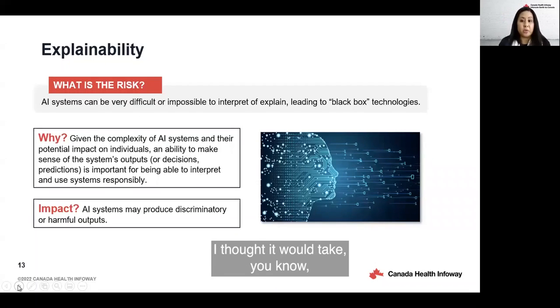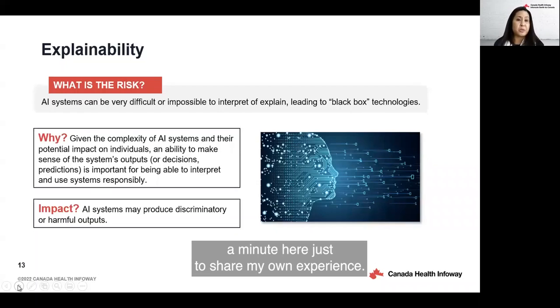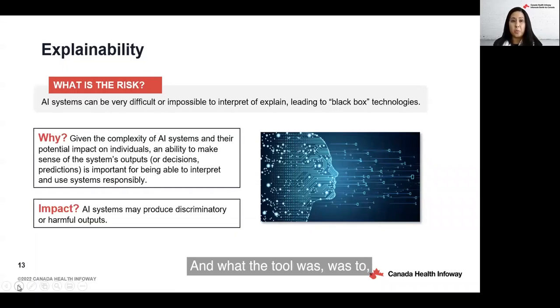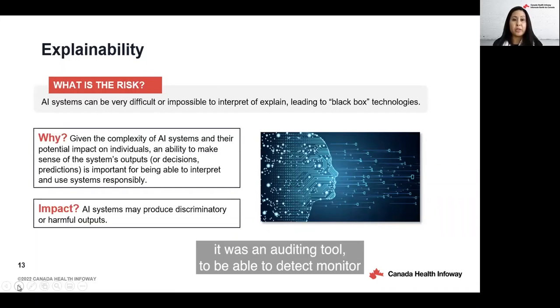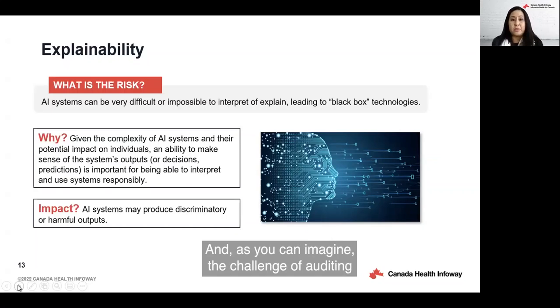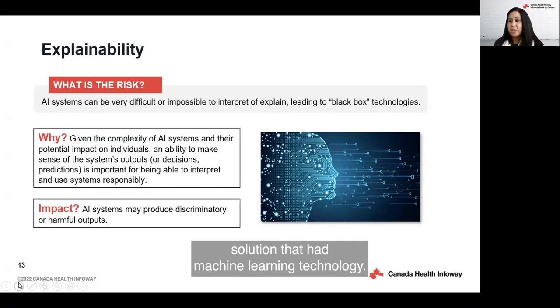I thought I would take a minute here just to share my own experience. I previously worked in a healthcare hospital setting in which I implemented an AI tool, in a medium-sized hospital. It was an auditing tool to detect and monitor compliance for potential inappropriate access to the health record. As you can imagine, auditing patient records for inappropriate access was difficult because it often felt like looking for a needle in a haystack, given the vast amounts of transactions that were occurring. So in this role, I investigated an auditing solution that had machine learning technology.